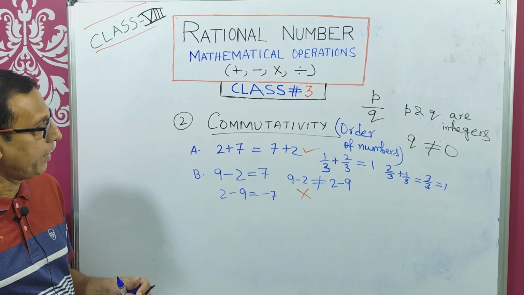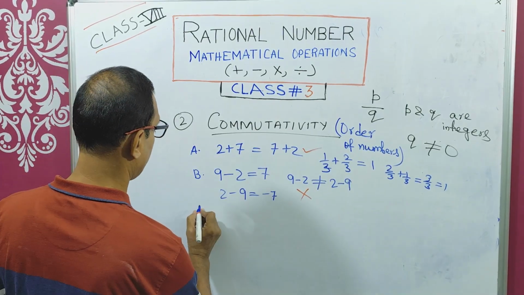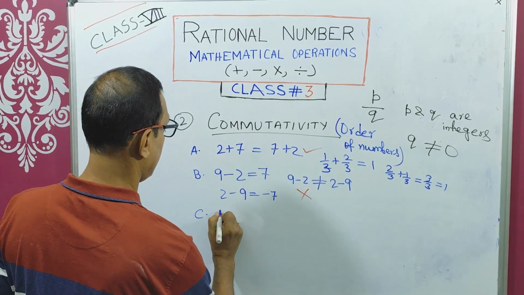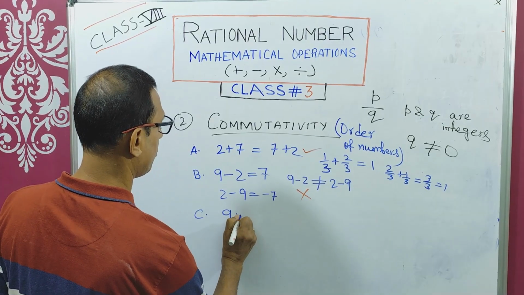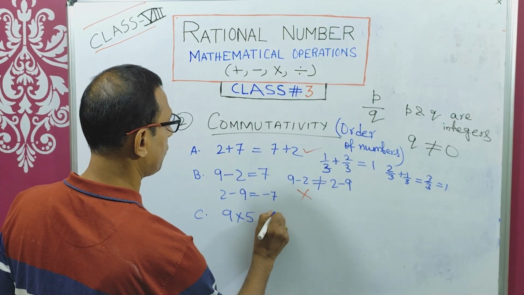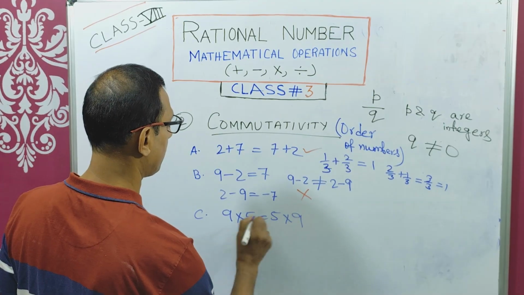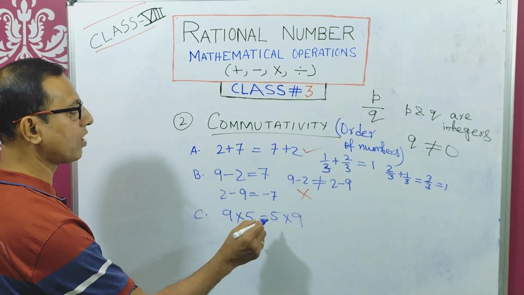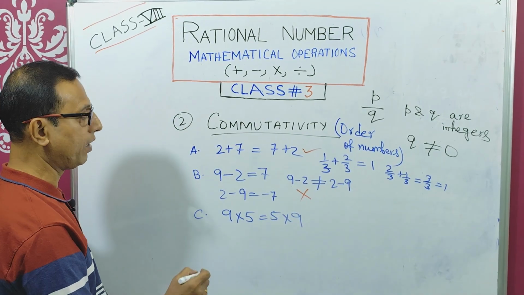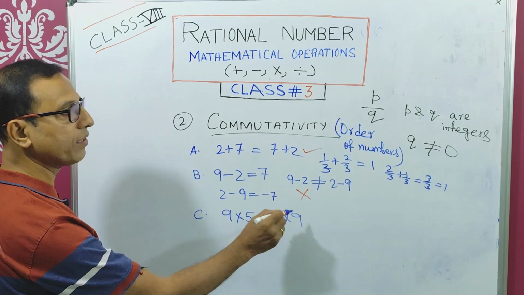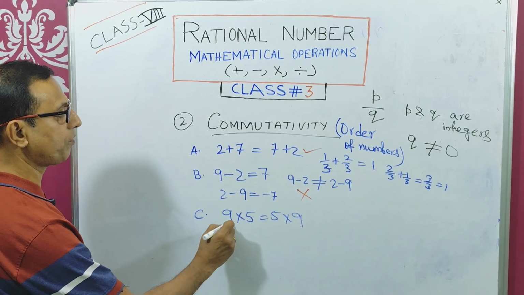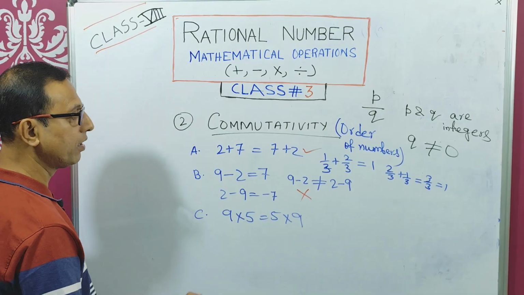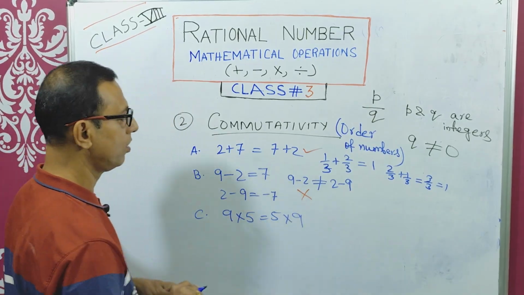Okay. Next is multiplication. 9 into 5 equals 5 into 9. Both are rational numbers, 9 and 5. So if I change the order, it doesn't matter in multiplication. If you change the order, still it gives the same result. So 9 into 5, 45, 5 into 9, 45. That means it supports commutativity.